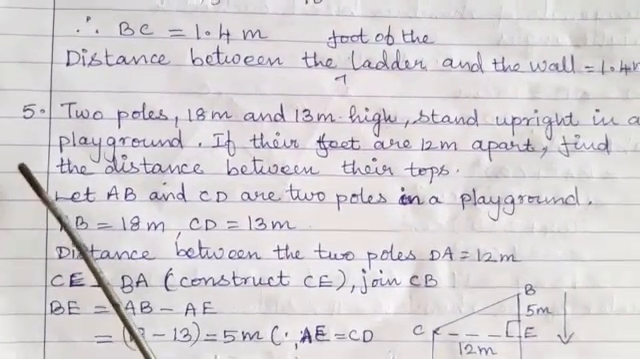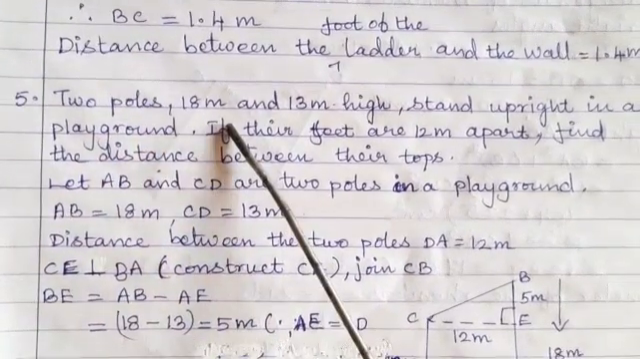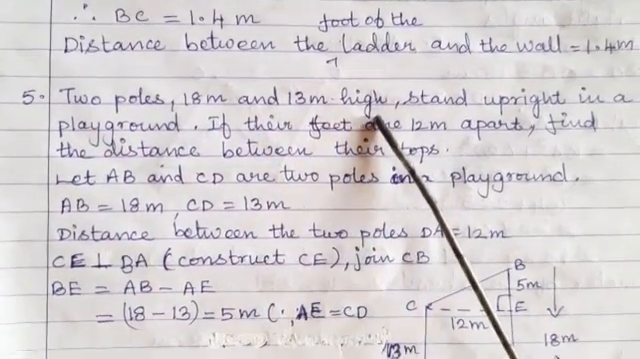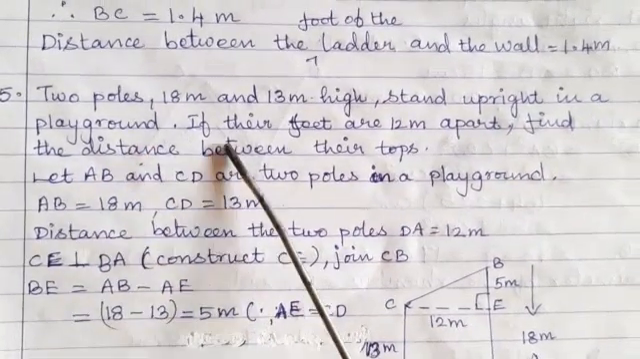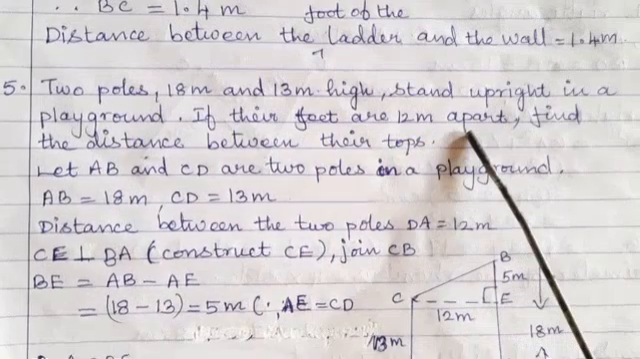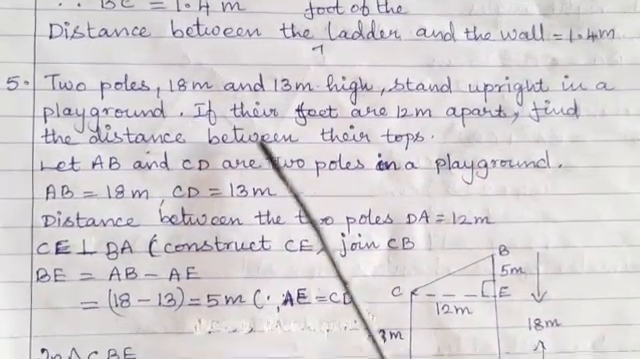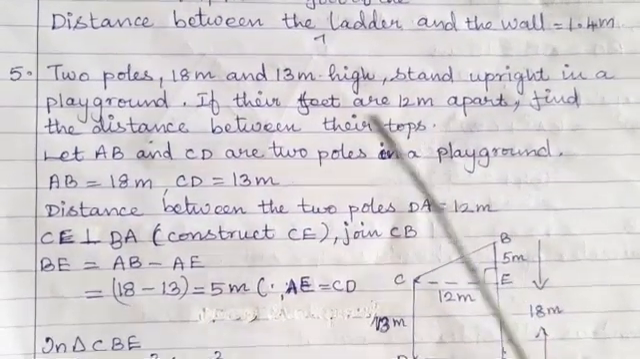Question number 5. Two poles 18 meter and 13 meter high stand upright in a playground. If their feet are 12 meter apart, find the distance between their tops. What is given here?